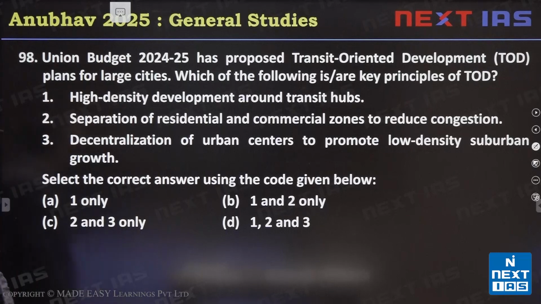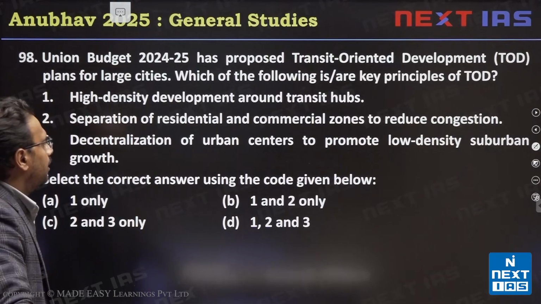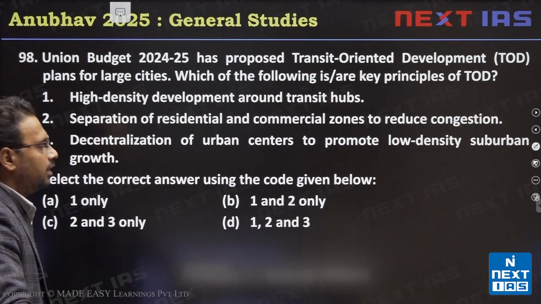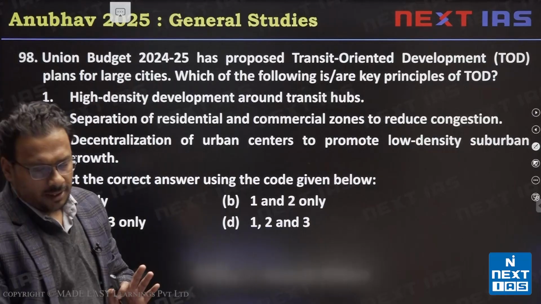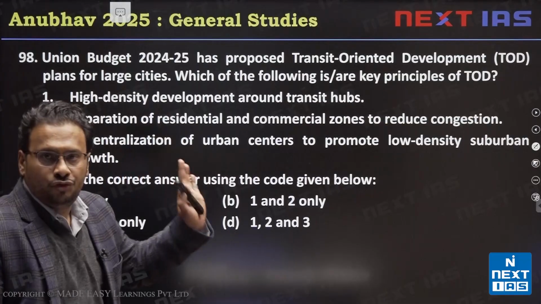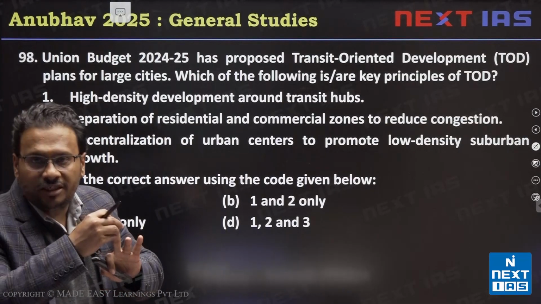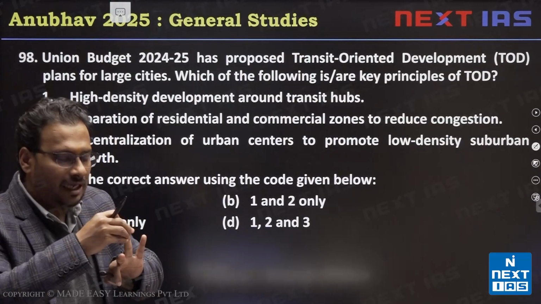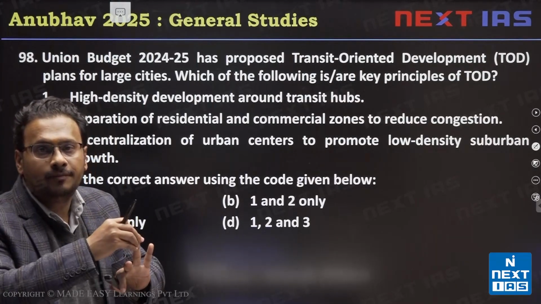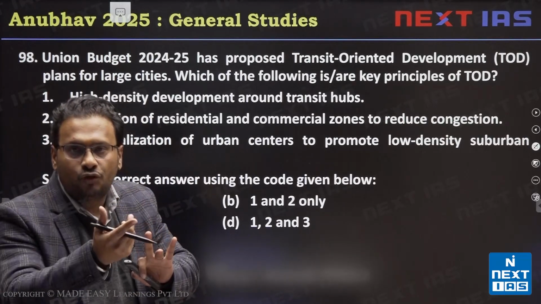That means Union Budget 2024-25 has proposed transit-oriented development plans for large cities. Which of the following are the key principles of transit-oriented development? Again, the transit-oriented development model proposed in 2024-2025 has two aims. The first is focusing on effective land use. Second, effective transport planning. So land use and transport planning, just to make sustainable urban growth centers.